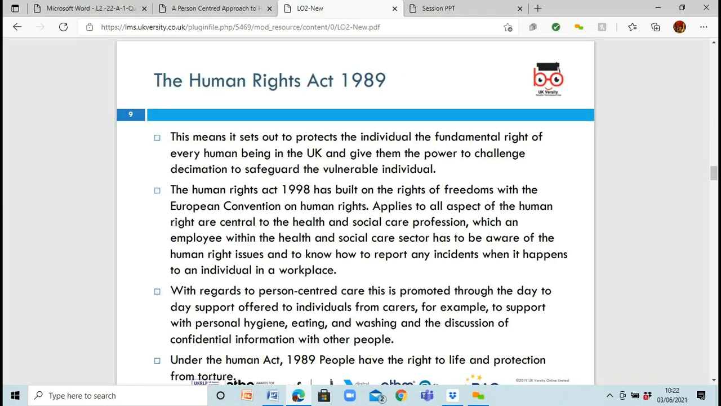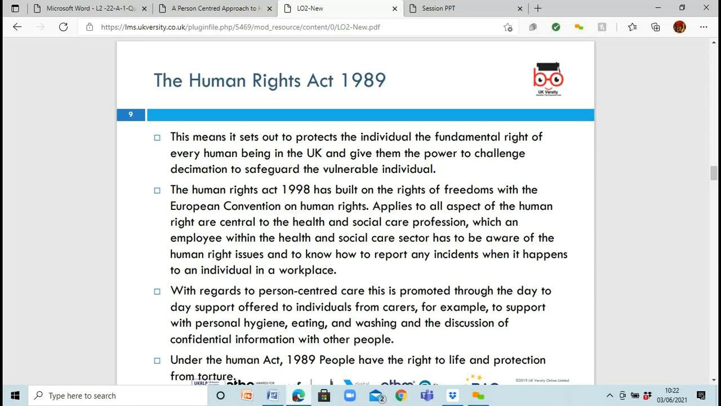And we're coming on to the Human Rights Act again. So we looked at it a little bit earlier. So this actually sets out the right that every person has a right to be heard, that they've got the power to challenge discrimination, and they've also got the right to be safeguarded, especially if there's a vulnerable individual. Now, this act was built on the freedoms with the European Convention on Human Rights. So it applies to all aspects of humans and the rights that they've got, and it's central to what you'll do in health and social care. So you'll always be following this.